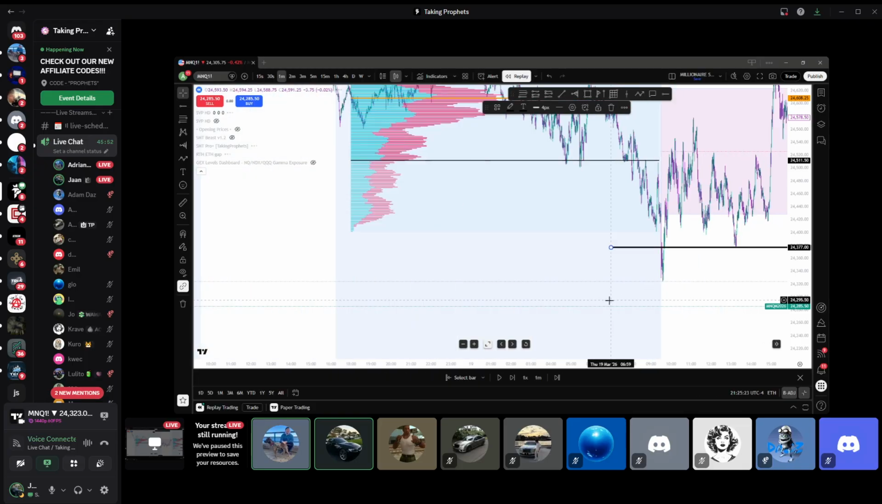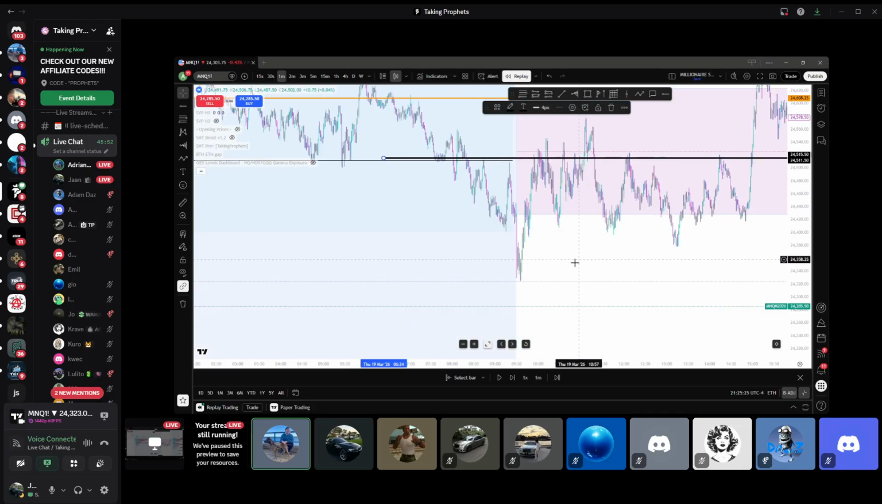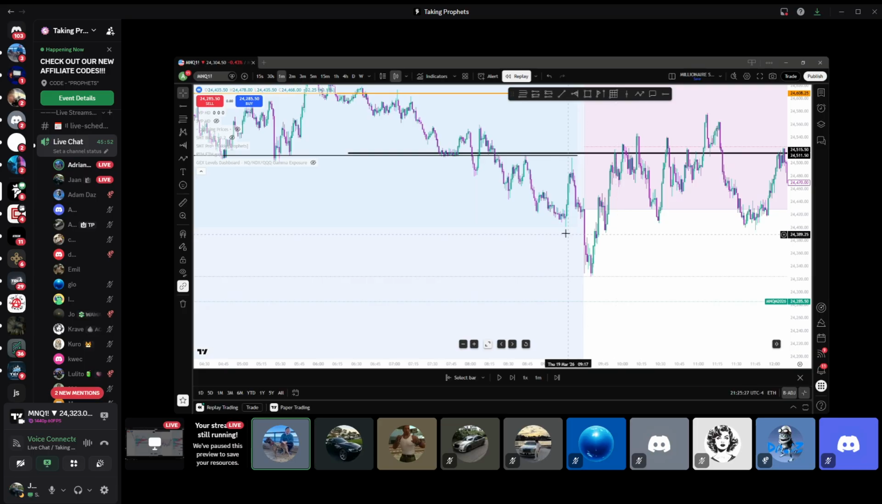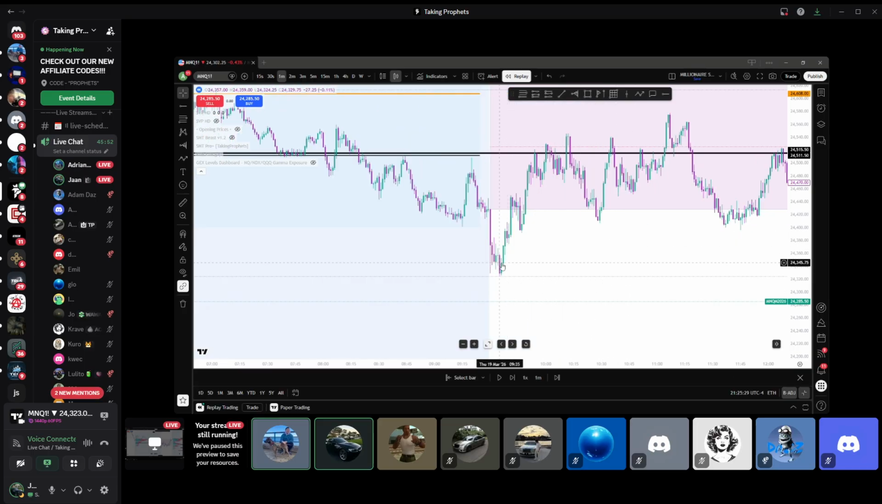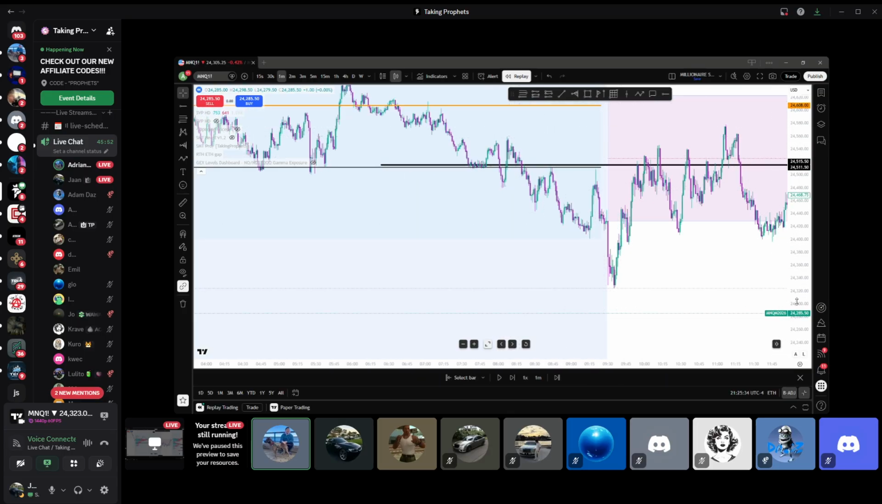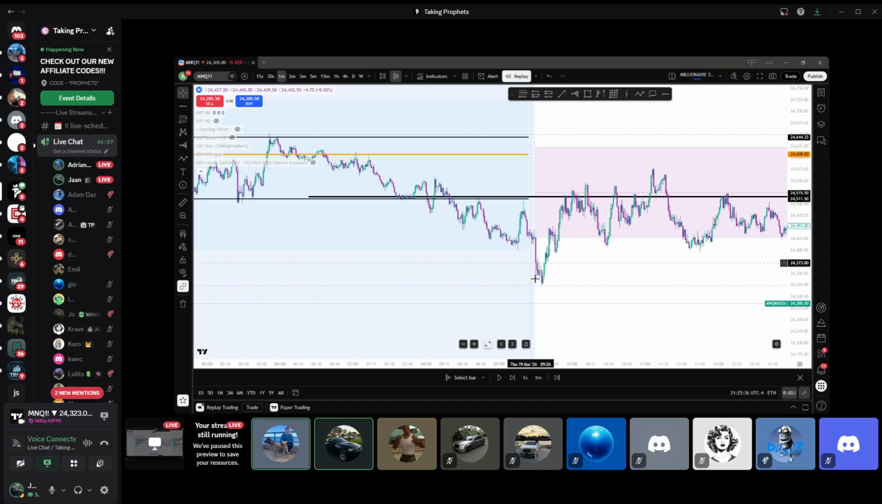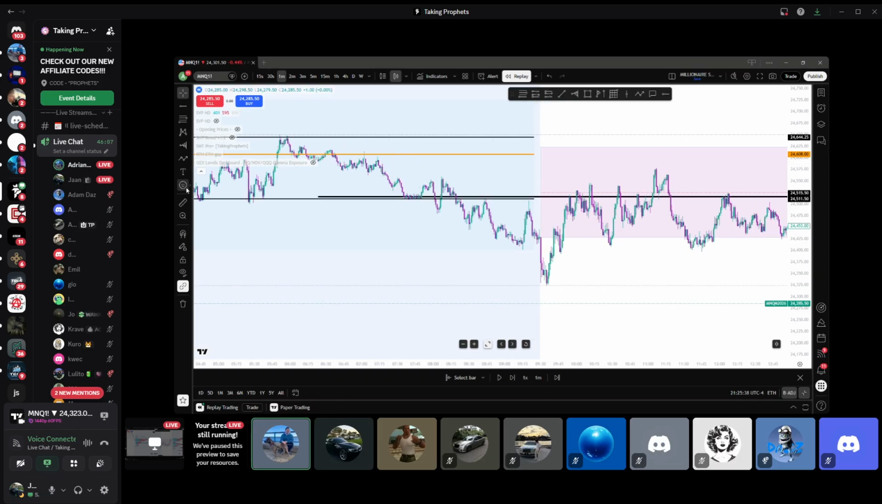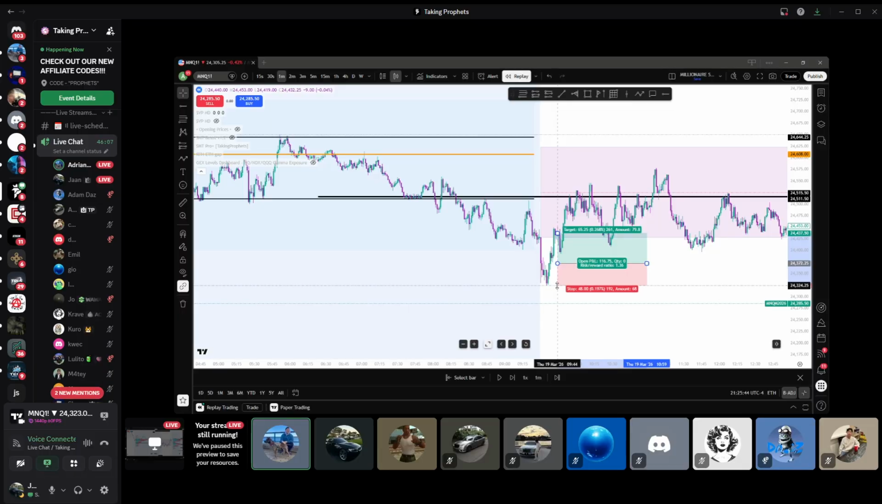Let me turn it on. There we go. Look how far below value we are. So what do we do? We swept the low, and as soon as we get a CISD, I'm taking it long because we're already in such a discount here. And then you can take your IFVGs, you can take whatever, but as soon as you get this CISD, you can target value area low.